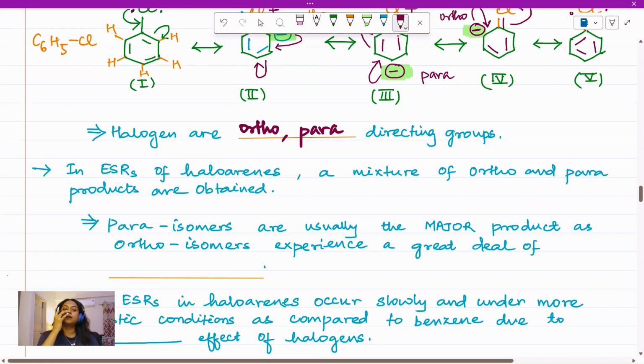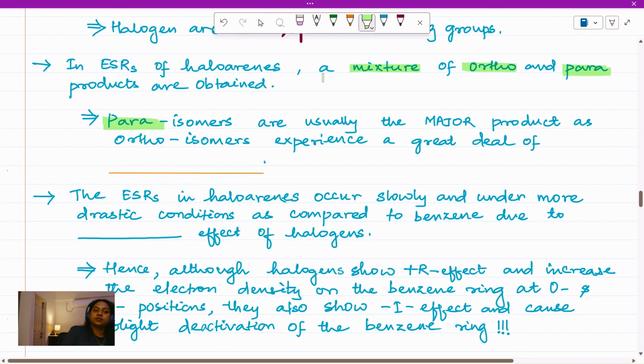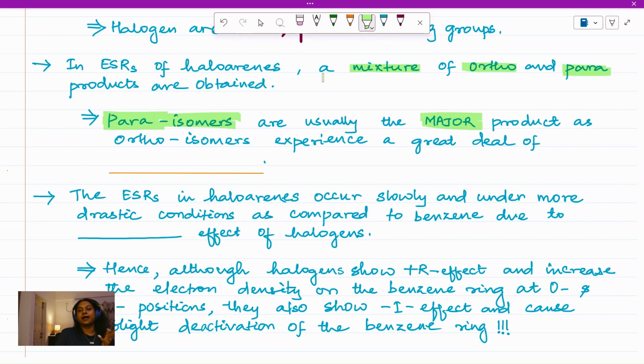Now, we've already established which isomer will be the major product. In an electrophilic substitution reaction, we have two places, one ortho and one para position. So you'll have a mixture of ortho substituted and para substituted products. Which becomes the major product? One becomes the major product and one the minor product, meaning one is produced in more quantity and the other in less quantity. Usually, para isomers are the major products. Why is that?